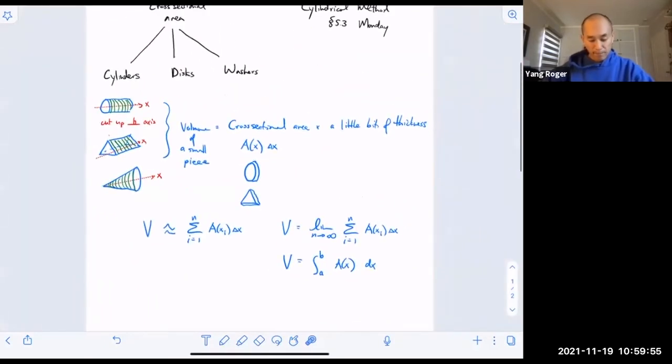Now, in 5.2, I'm not going to focus on the cylinders case so much. I'm going to focus on the discs and the washers case. So the discs case is like this. And the washer case looks a little bit different.